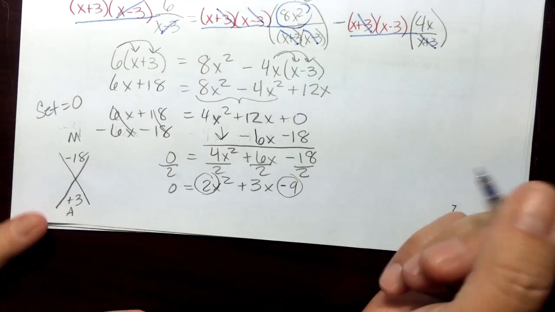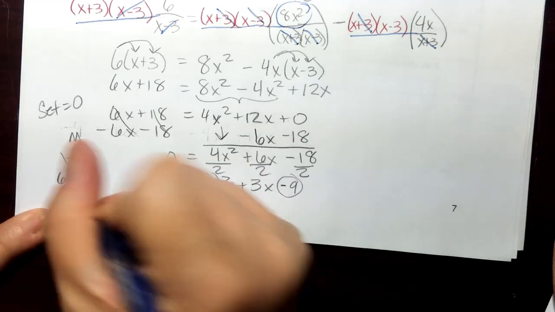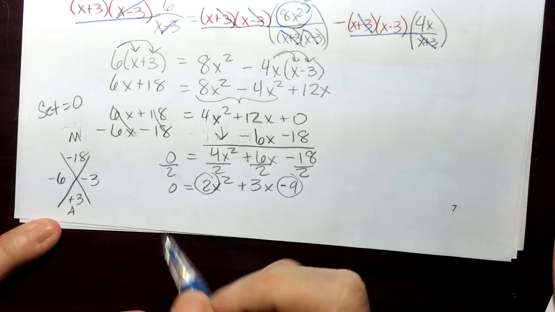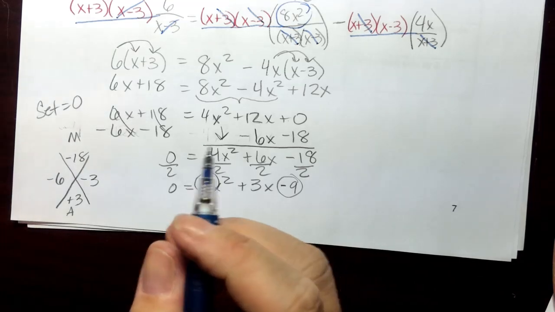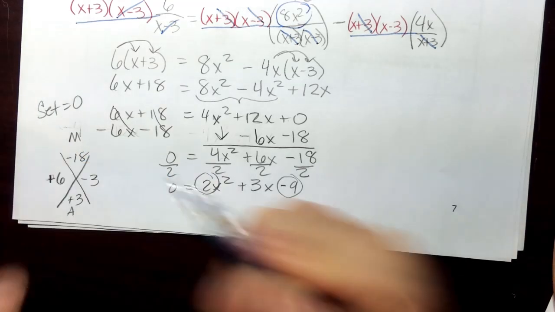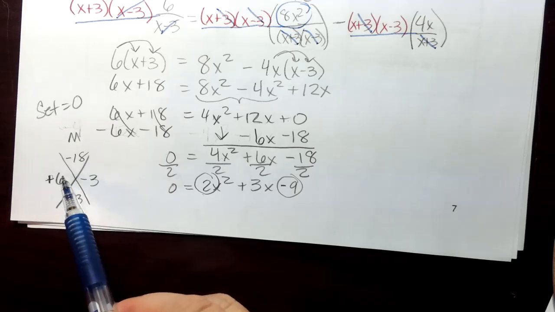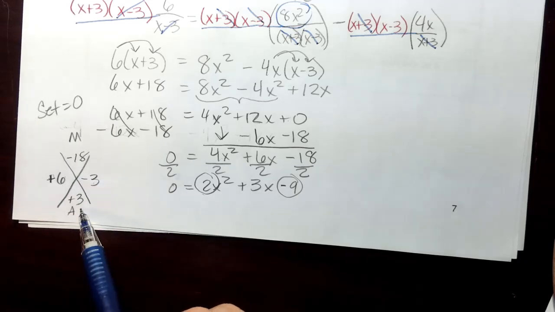So if you said 6 and 3, you are correct. So we got positive 6, or negative 6, negative 3. My apologies. What? No, that doesn't work. Hold on. I had it right. Positive 6, because 6 times negative 3 does give us negative 18. 6 minus 3 gives us positive 3.